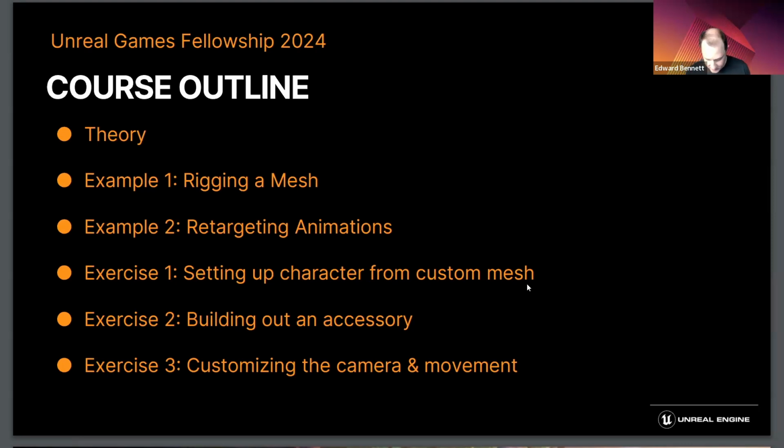But we're going to be starting off looking at some of the Paragon assets. Now, Paragon is a good example. It's a free asset that comes with Epic Games from an old game called Paragon, being discontinued. However, all of the assets Epic is sharing for free. Now, we're going to be looking at not so much the rigging, but we're going to be doing a fair amount of retargeting animations, adding in a different mesh for your characters, and we'll talk about building out accessories, and we're going to play around with the camera and the movement.